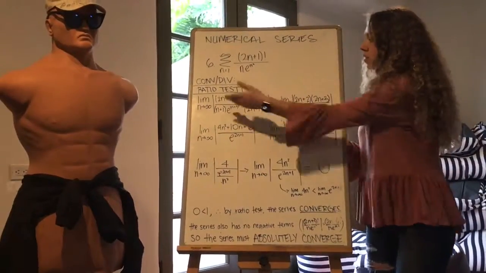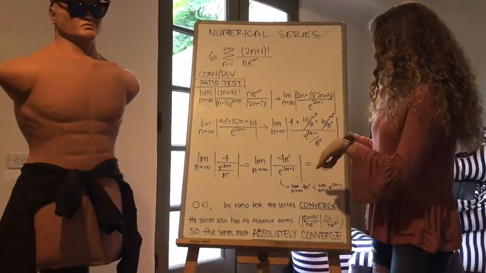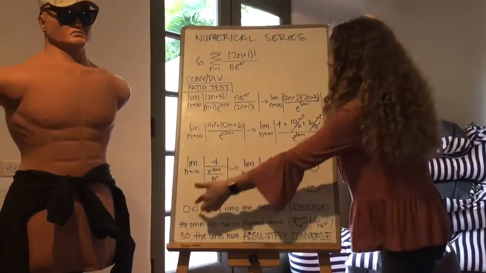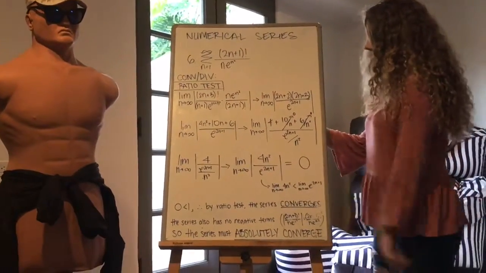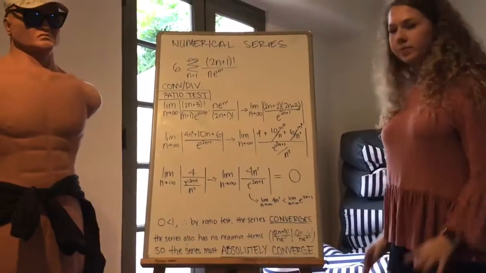We take the limit and then we simplify it, like I explained how to simplify it in an earlier video. And we end up with 0. And because 0 is less than 1, it's proved convergent by the ratio test. And because the series has no negative term, the series must be absolutely convergent.